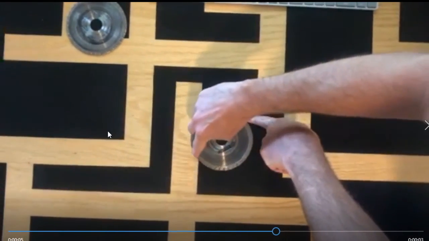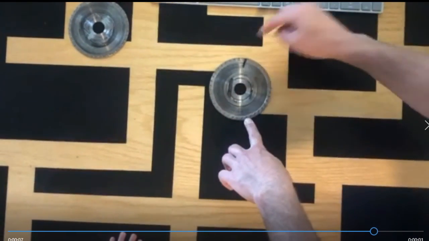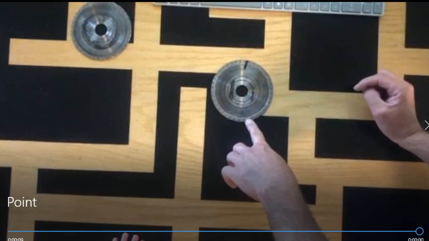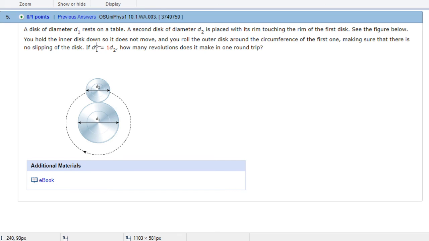But let's say you're given a problem where the two diameters are different. Let's say that diameter 1 was 2 times diameter 2. Well, we know that we would rotate twice rolling over the surface, but we still have to add that 1 rotation because of how we're pivoting around this object and holding it.